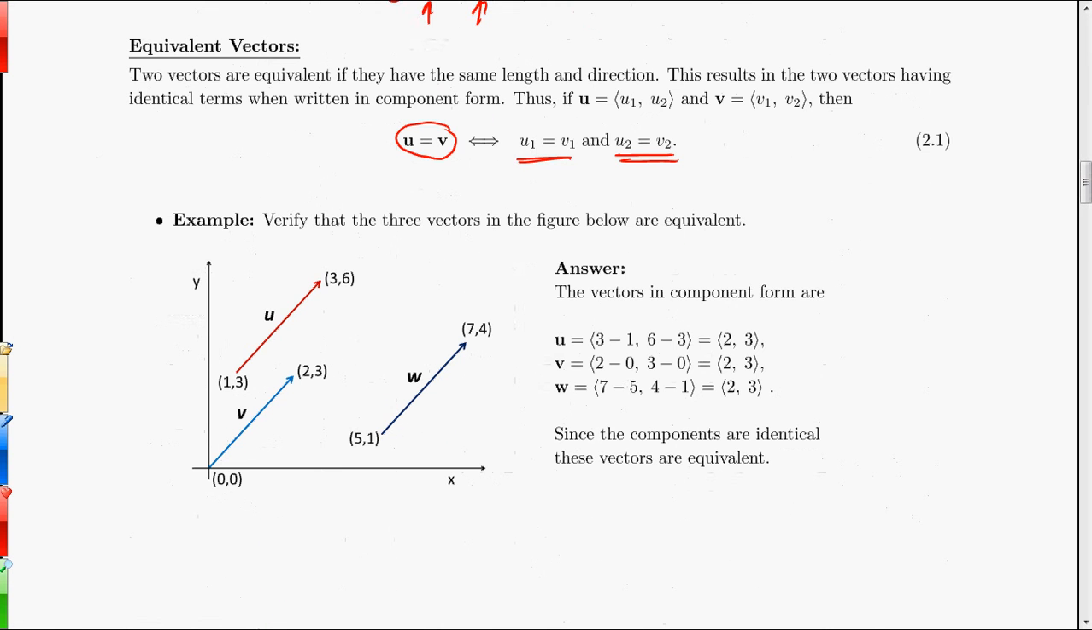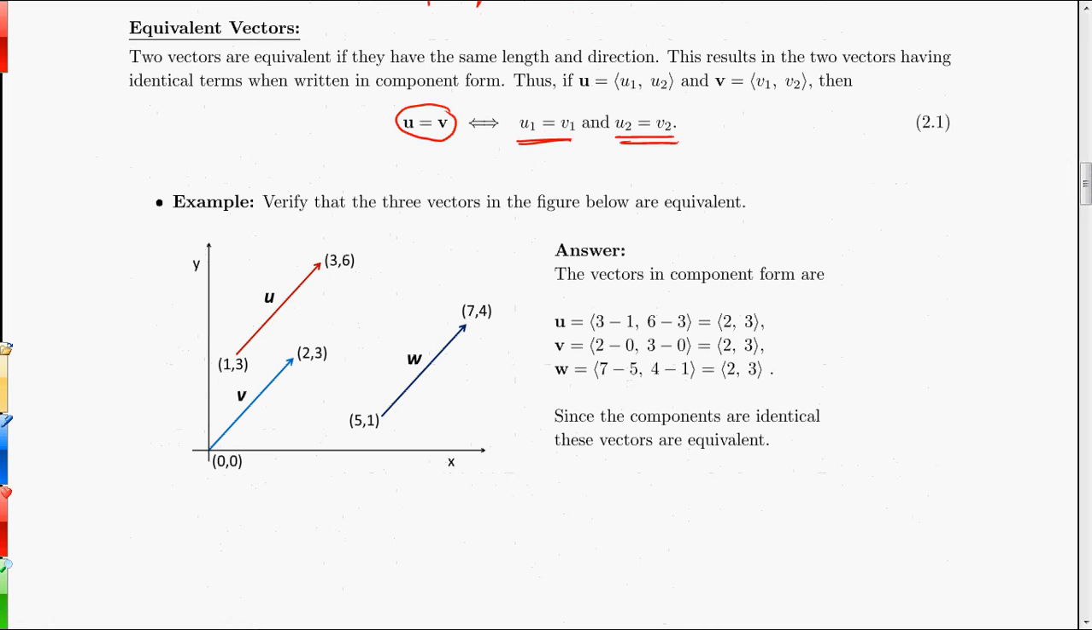Okay, so for an example, verify that the three vectors in the figure below are equivalent. Well, if you look at u, it starts at this point, terminates at this point. So the component form is 3 minus 1, comma, 6 minus 3. So it's 2, 3. If you look at this vector, starting at the origin, its component form is 2 minus 0, 3 minus 0, so it's 2, 3 as well.